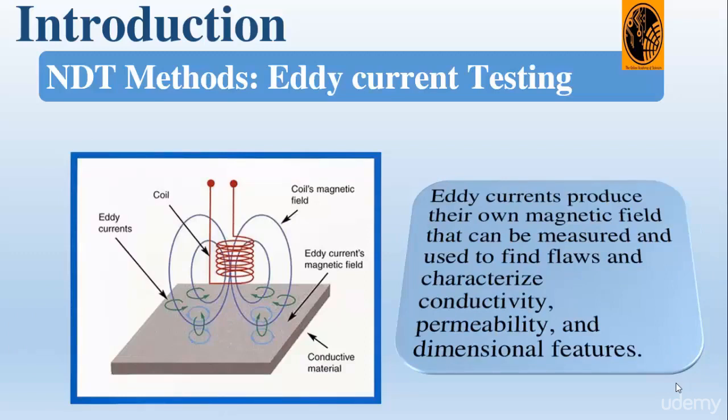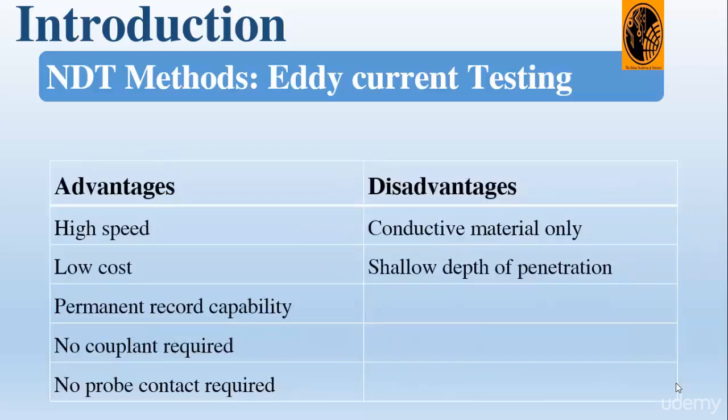Eddy currents produce their own magnetic field that can be measured and used to find flaws and characterize conductivity, permeability and dimensional features. The advantages of the eddy current technique: it's a high-speed and low-cost technique, and it also gives a permanent record, and no couplant or probe is required. The limitations: well, it should be used only on conductive material, and it has shallow depth of penetration.